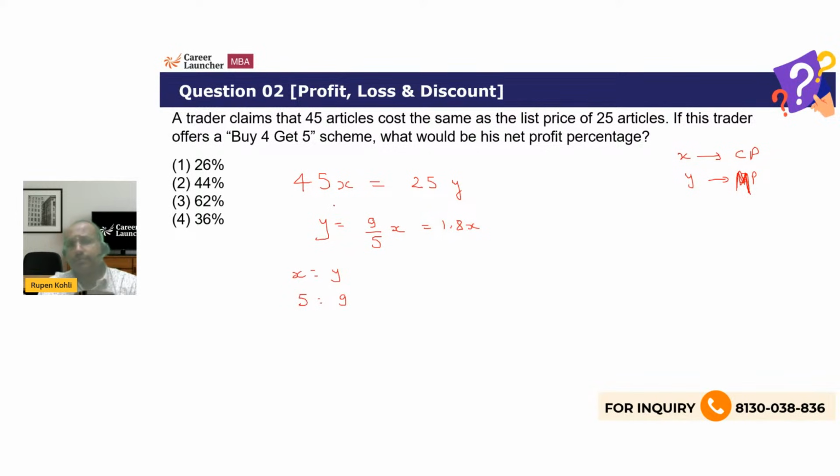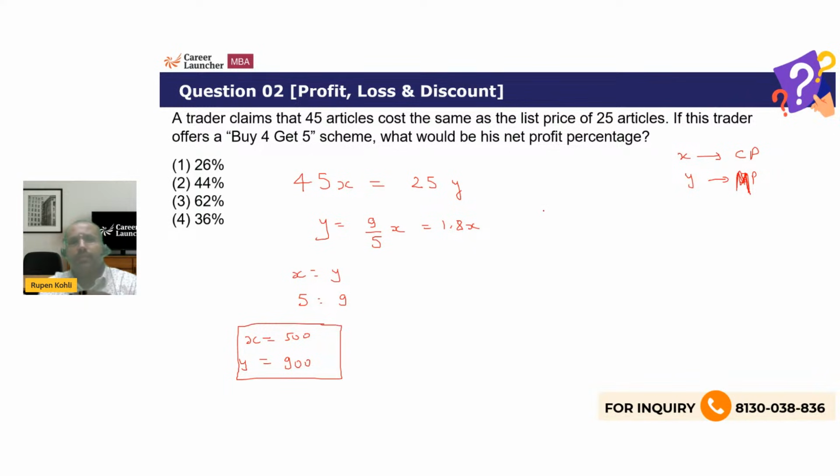X is to 5, y is to 9. So just take x as 500, y as 900. In these kinds of questions where no numbers are given, I like assuming some numbers. That makes life easy, right? 500 is the cost, 900 is the marked price.